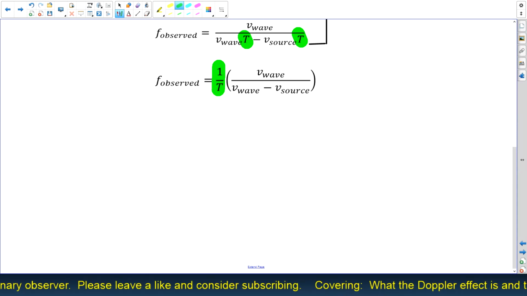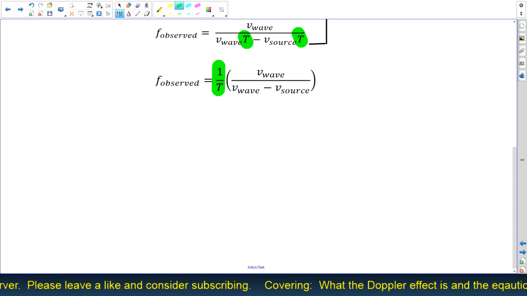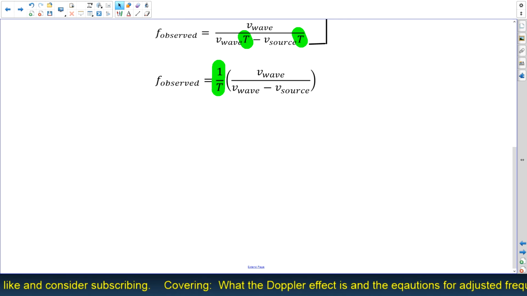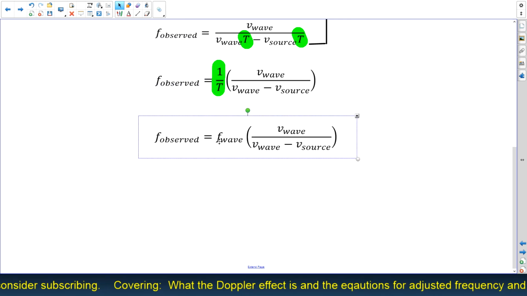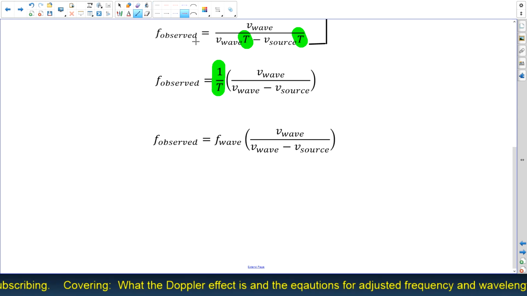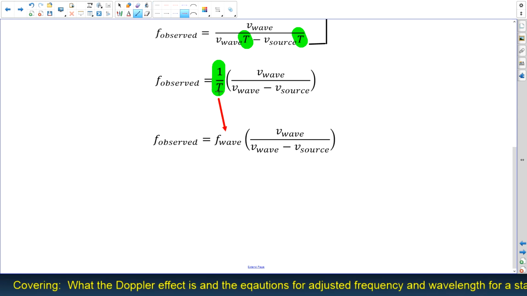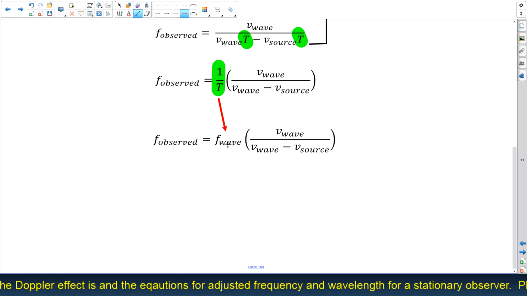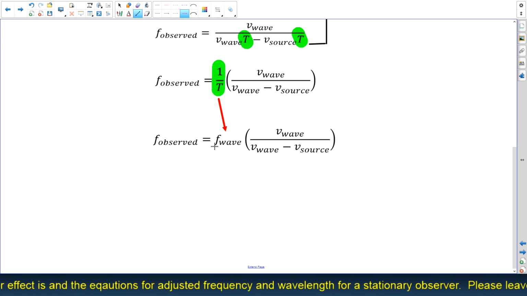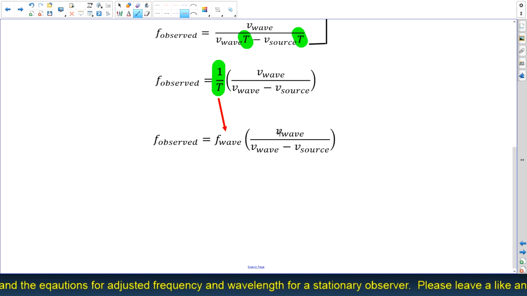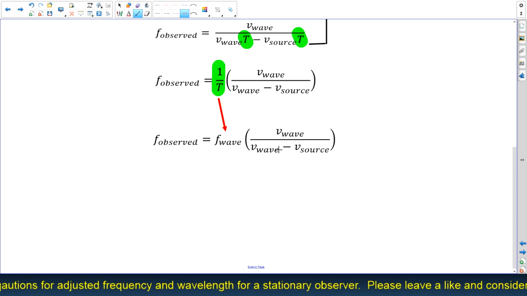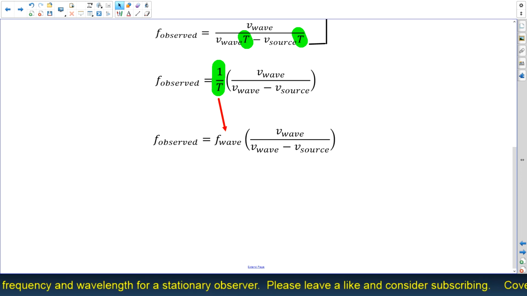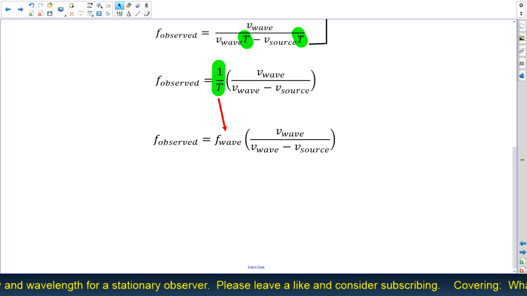Alrighty, moving on then, we want to change that because 1 over t is f, isn't it? Okay, so that's good news. So we can replace 1 over t with f wave, okay, because t is the time for the actual wave. So 1 over t is not f observed, it's the actual frequency of the actual wave. So actual wave frequency is multiplied by the speed of the wave over the difference between the speed of the wave and the speed of the source is equal to f observed. And we could stop here. And we will stop here because this is fine.